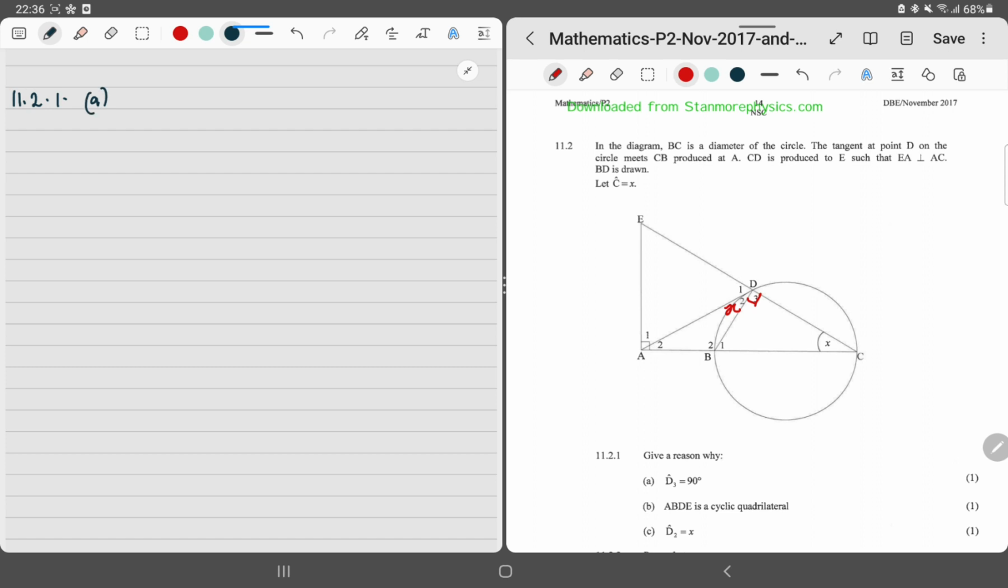11.2.1a. Give a reason why D3 is equal to 90 degrees. That's an angle in a semicircle. B. ABDE is a cyclic quadrilateral.